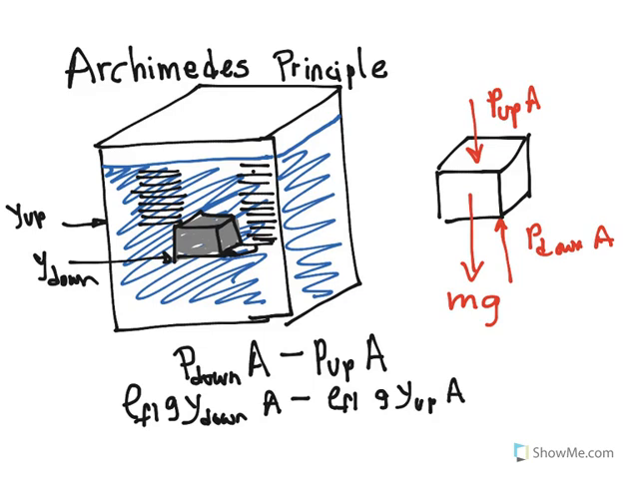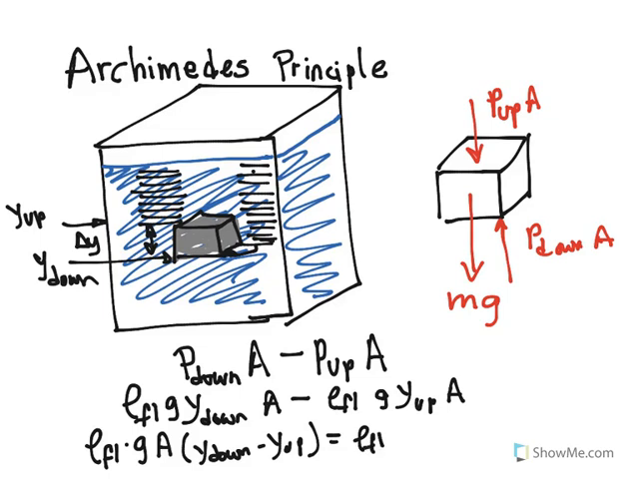Now there are common terms here, so we can factorize them, and we can extract that this is the density of the fluid times gravity times area times (y down minus y up), and this difference, y down minus y up, is the delta y. So this is density of the fluid, gravity, area, delta y, and area times delta y is the volume which is being displaced by the solid object which is submerged in the fluid. So this is density of the fluid, gravity times the volume displaced.